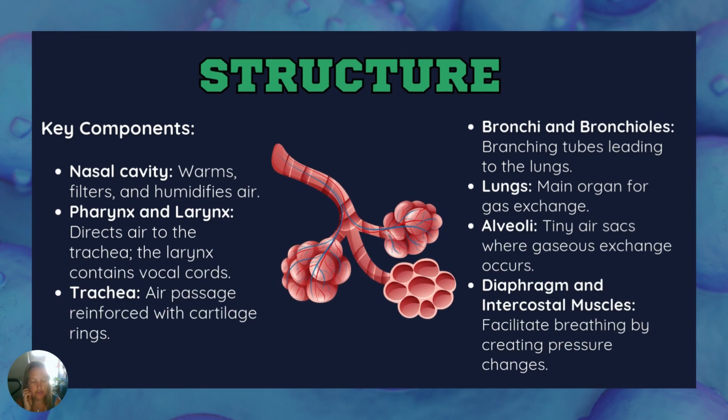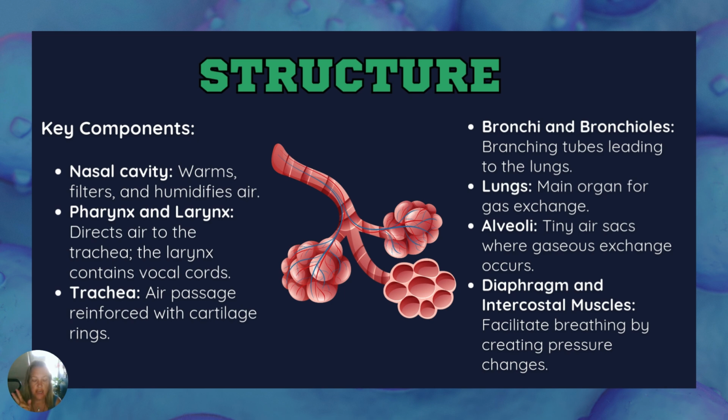So the structure of the respiratory system. The respiratory system is made up of organs and structures that facilitate breathing and gaseous exchange. So we've got the nasal cavity that warms, filters, and humidifies the air that we breathe in. The pharynx and the larynx direct the air through a tunnel, the trachea, which is the tunnel. The larynx also houses the vocal cords.